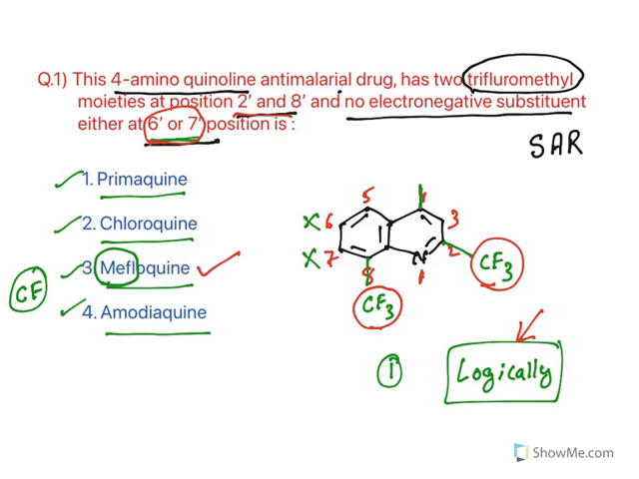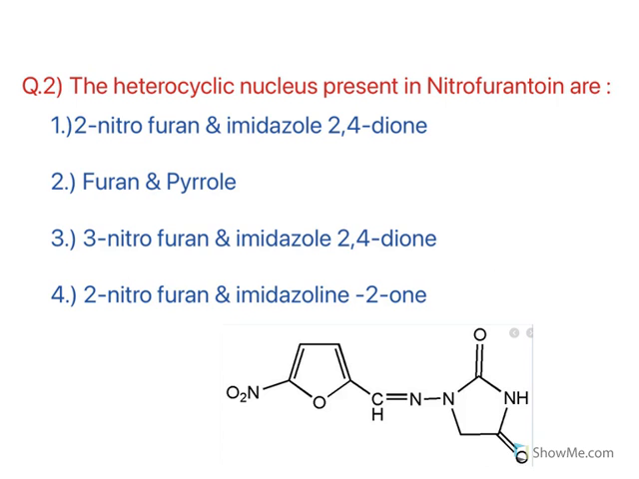Now, analyze this question. In GPAT, you can get correct answers if you think logically, and you need to practice this kind of analysis. Moving further, the next question: the heterocyclic nucleus present in nitrofurantoin is? That means they're talking about the nitrofurantoin drug, and you need to know what heterocyclic rings are there.